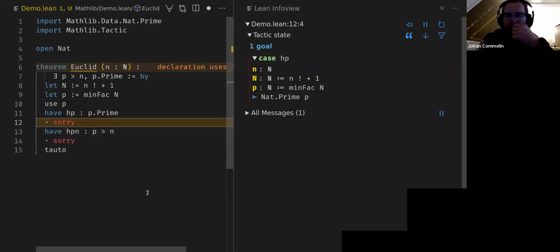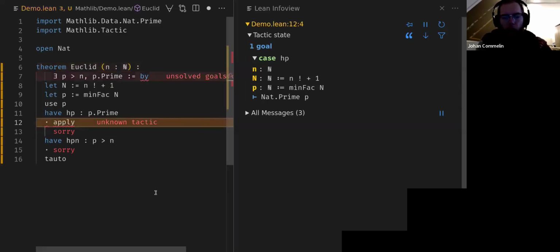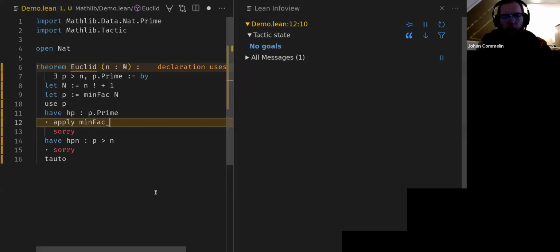So here's the first one. We want to prove that P is prime. Well, P is by definition the minimal factor of capital N. So you might guess, well, there's probably a lemma about the minimal factor of a number being prime. So this indeed exists. So we're going to apply that lemma, apply minimal factor prime.